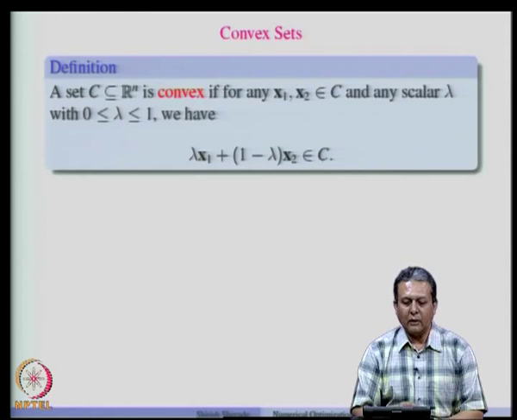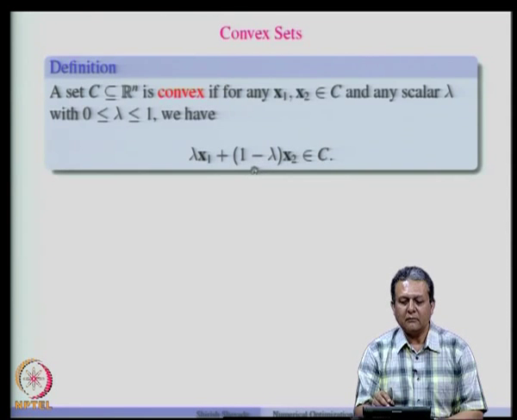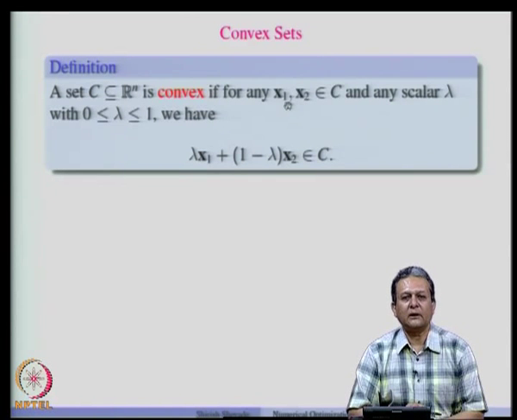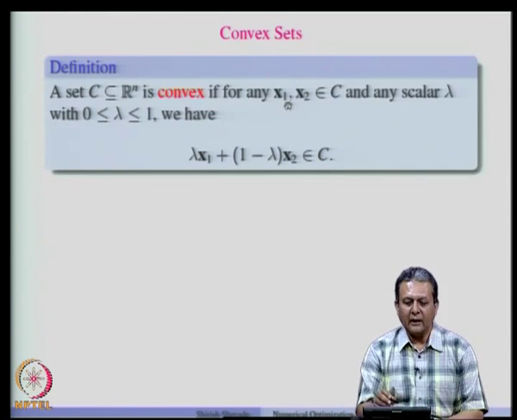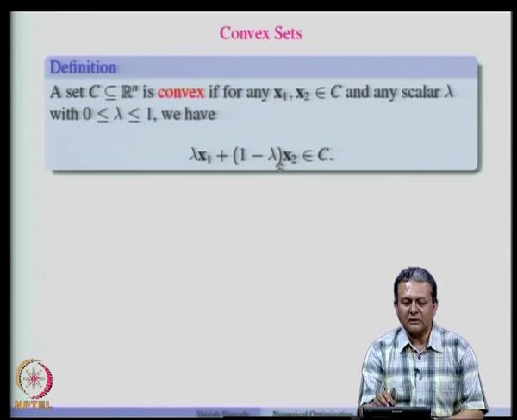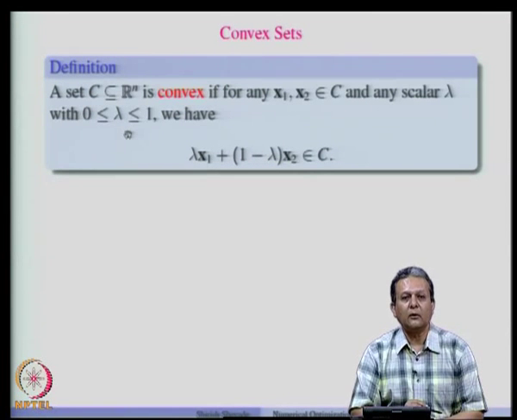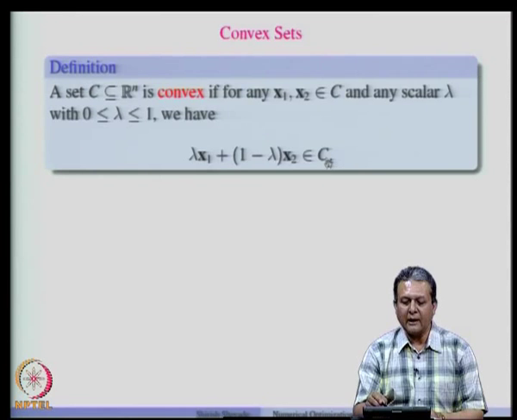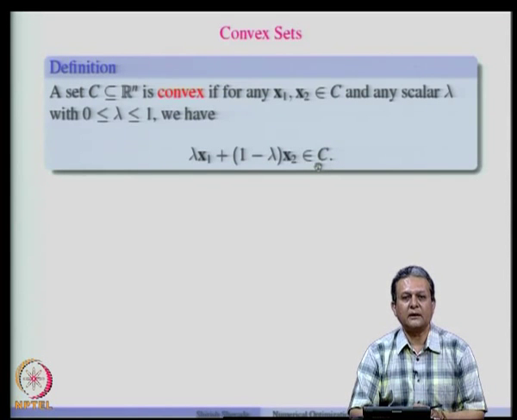Now, what does this definition mean? So, this definition means that if we take any 2 points x1 and x2 from the set C and take a line segment joining x1 and x2. So, lambda x1 plus 1 minus lambda x2 where lambda is in the closed interval 0 to 1 denotes a line segment joining x1 and x2. So, if you take any 2 points x1 and x2 belonging to C, take a line segment joining those 2 points, that line segment should entirely lie within the set C.